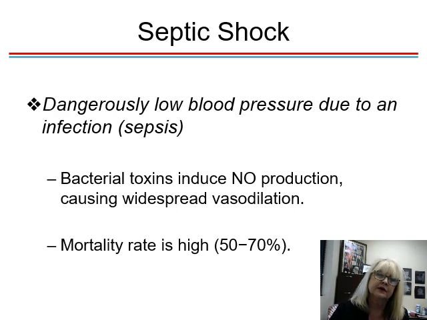So septic shock. This is a dangerously low blood pressure due to an infection, sepsis. Bacterial toxins induce nitric oxide production, causing widespread vasodilation. The mortality rate is high, 50 to 70%.